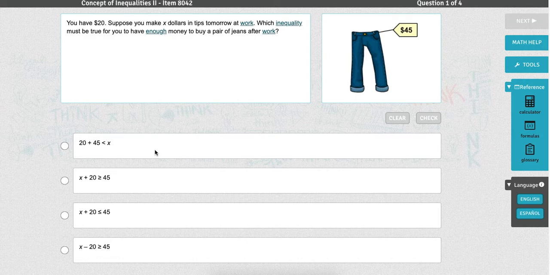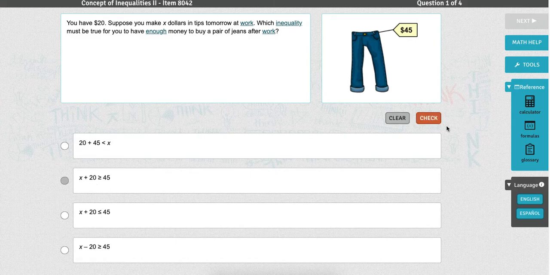And it says you need at least enough money to buy it. Now remember, if we're having at least enough money, that means we can have more money. We just can't have less money. So it's, again, back between these two here, right? Now let's look at what it says. It says that you have $20 and you make X dollars. So if I'm making X dollars, does that mean I'm taking away the $20 or does that mean I'm adding $20 to what I made?